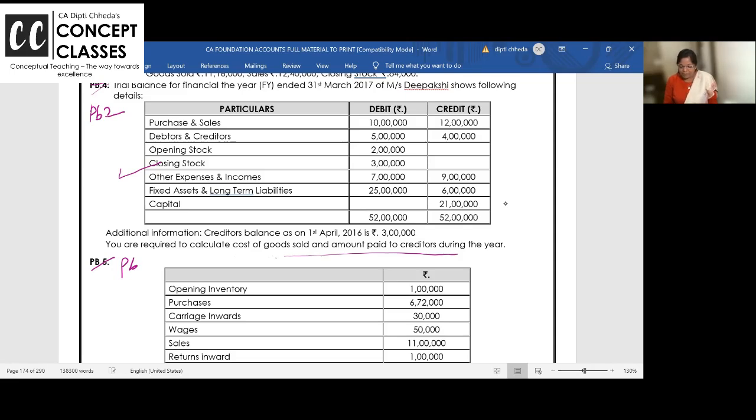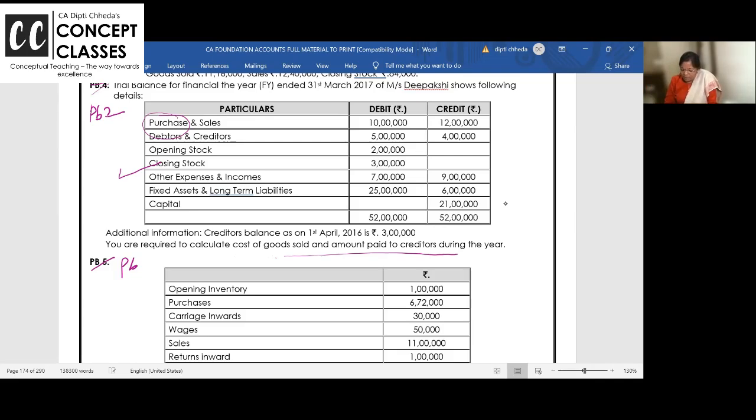Closing stock is appearing in the trial balance, which means this purchases is adjusted purchase. I want to repeat: if closing stock is given below the trial balance, it gives two effects: trading account credit side and balance sheet. If the closing stock is given in the trial balance, then it gives only one effect, that is balance sheet. That means do not minus it from purchase or trading account credit side, that's already done. And there are other expenses and incomes also.